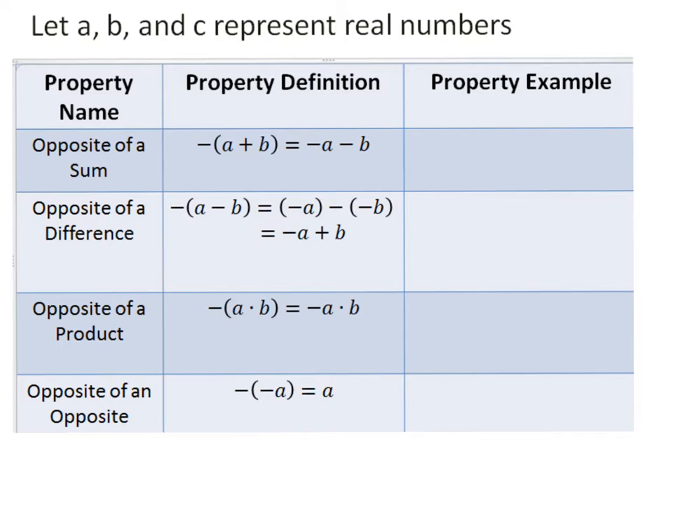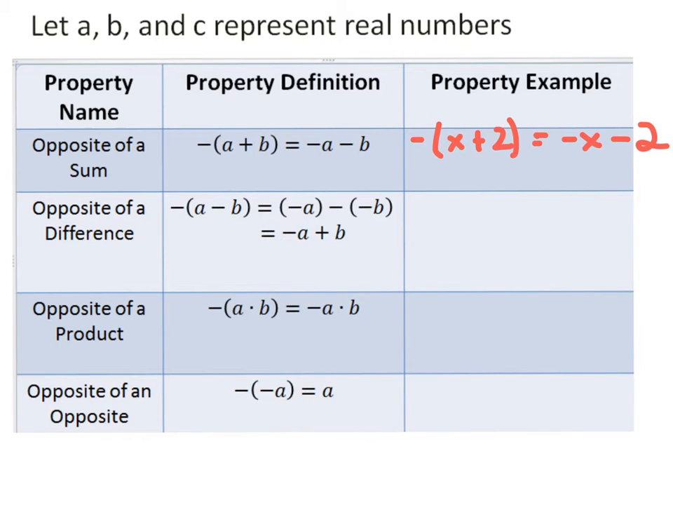The opposite of a sum property says that negative times a plus b becomes negative a minus b. So if we had negative times x plus 2, it would equal negative x minus 2, because we're distributing that negative sign. If we had the opposite of a difference, it says negative times, in parentheses, a minus b equals negative a minus negative b, which becomes negative a plus b.